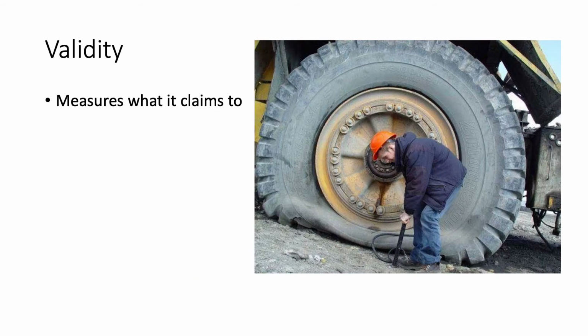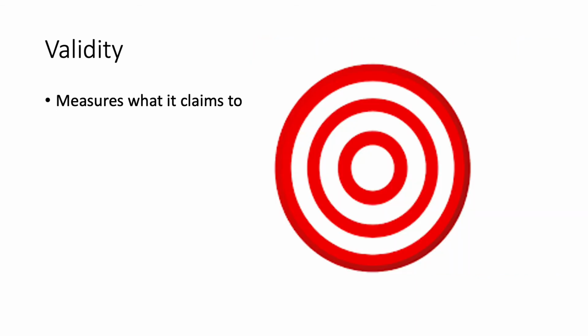Now let's switch to validity. Validity means that it measures what it claims to. It's valid. You've heard people say, well, that's a valid argument. In other words, what you've said applies and can be used. It's like you're saying that you're using the right tool for the job. So this fellow with his bicycle pump is obviously using the wrong tool. It's not a valid tool for the task that he has.